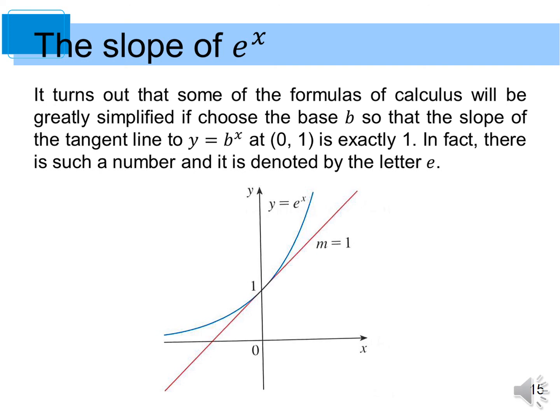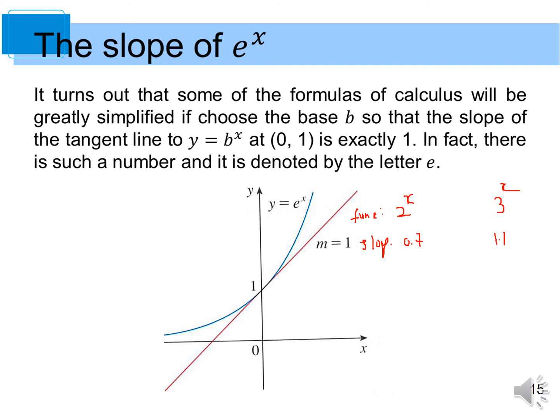So we have seen that when we have the function 2 to the power x, the slope is about 0.7, and the second function, 3 to the power x, has a slope of about 1.1, rounded.